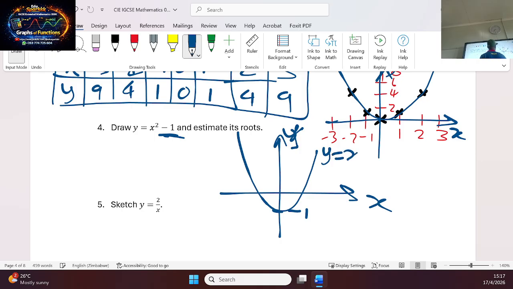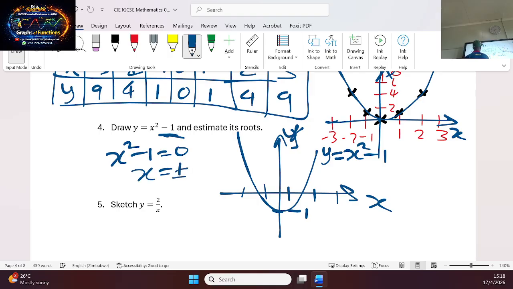Then I say y is x squared minus 1. So if I had proper calibrations there, I'll be able to estimate the value. But now, if we want to do it algebraically, we are saying x squared minus 1 will be equal to 0. That's when we are on the x-axis. So x is plus or minus 1. So we are assuming that if that was done properly, this point and that point should correspond to minus 1 and positive 1.